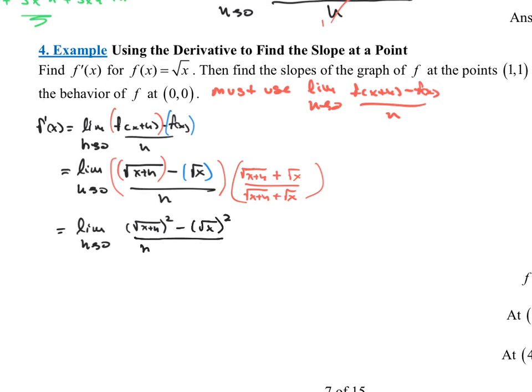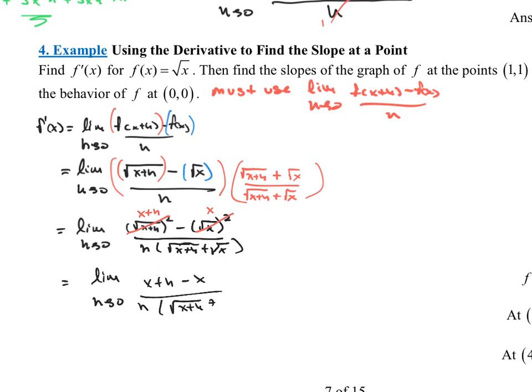In the denominator, never FOIL it out. Always leave it in factored form. Okay, so that's h times the square root of x plus h plus the square root of x. We'll look at the first one. Square root of x plus h squared is just x plus h, and the square root of x squared is just x. So this is the limit as h approaches 0 of x plus h minus x all over h times the square root of x plus h plus the square root of x. Okay, great.